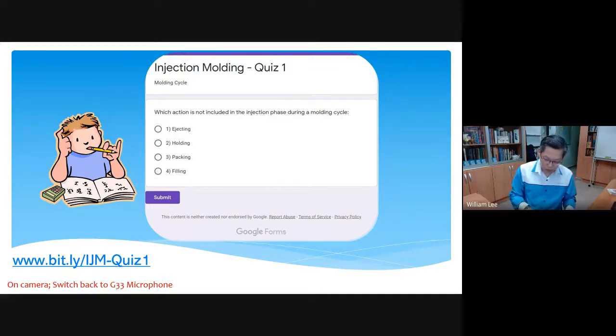Okay, so on GM HQUIZ. So that's quiz number 1. Okay, I already posted it out. This is the link where you need to write in your answer and then submit to me. Okay, the question is: which action is not included in the injection phase? Remember, we have 4 phases under one molding cycle.